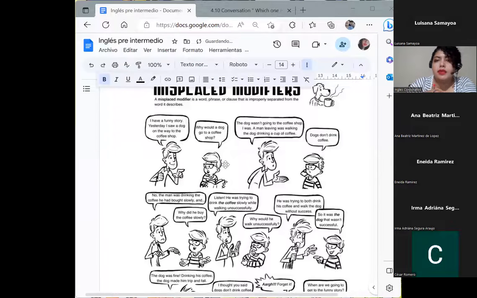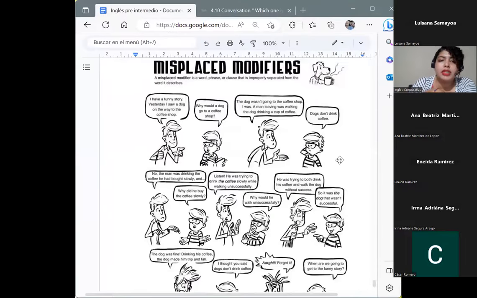Okay, I have this image. And we have the title, misplaced modifiers. A misplaced modifier is a word, phrase, or clause that is improperly separated from the word it describes. Aquí, ¿cuál es la cuestión del misplaced modifiers? Es alejarlo demasiado del nombre al que se está modificando, del verbo al que se está modificando o del adjetivo al que se está modificando.